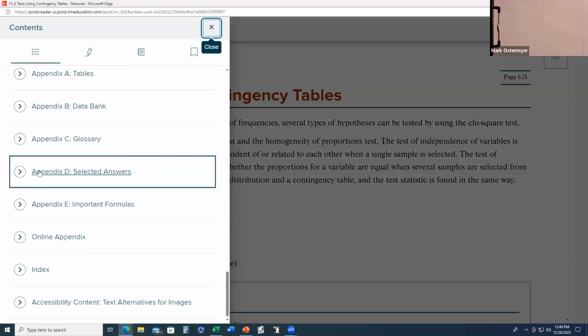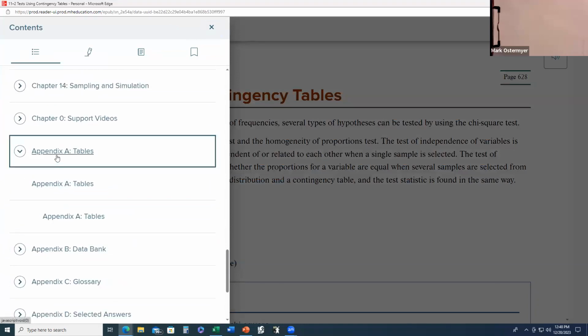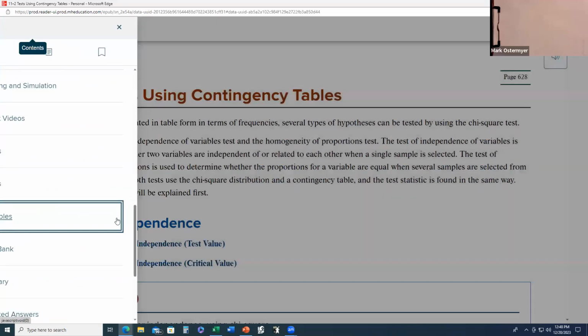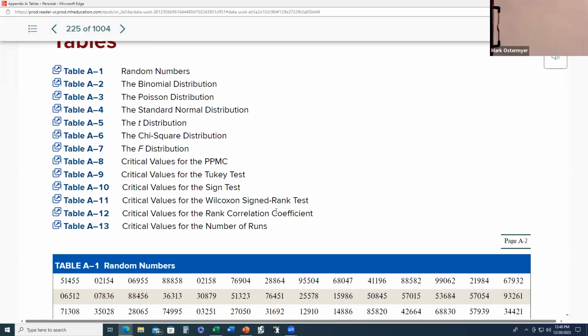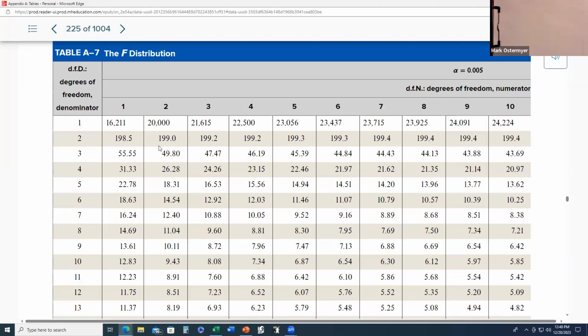So we'll go in the back of our book, tables, appendix A. And ladies and gentlemen, we're looking for the F distribution right here. So table A-7. This is the F distribution here.